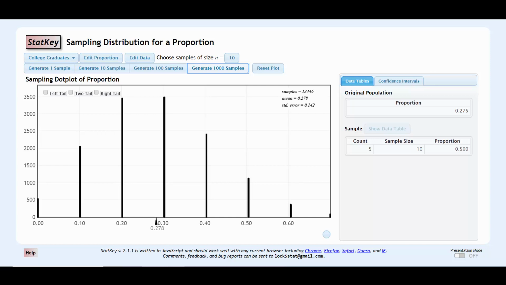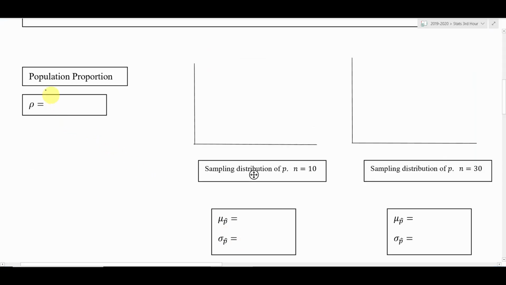And notice that they've calculated the mean of all of those proportions that we found and the standard deviation of all those proportions that we found. So let's go put some of this into our notes. All right, so remember for the population proportion, and notice the notation here. This is the symbol that we use for population proportion. It's just a p, right? So I'm going to put 0.275. Okay, so that's my population proportion.